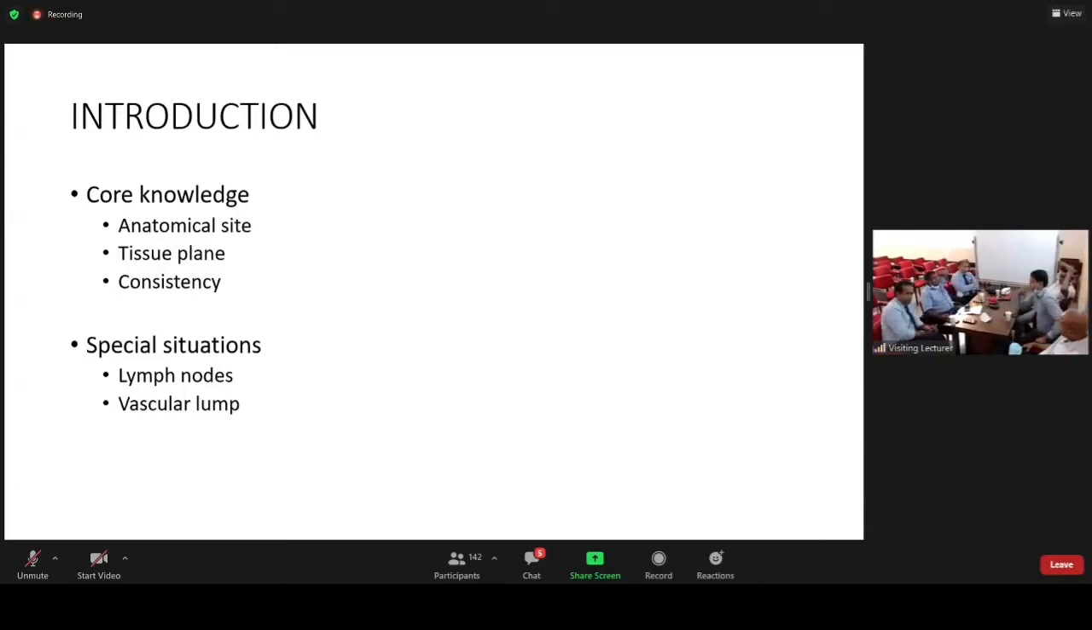Should we say, in case we are not very sure what it is, that we give a differential diagnosis, a tentative diagnosis, rather than specifying this is the one? Yes, sometimes you may get more than one diagnosis. Very correct.